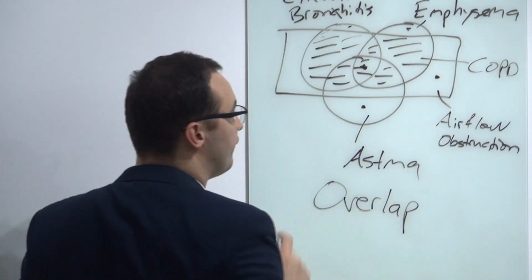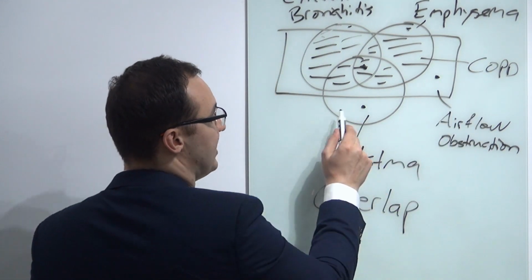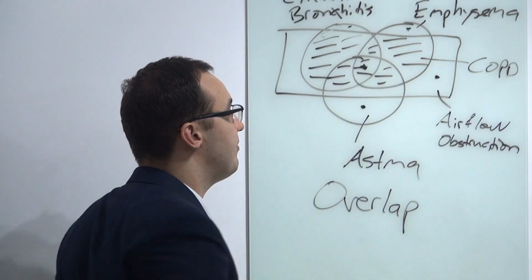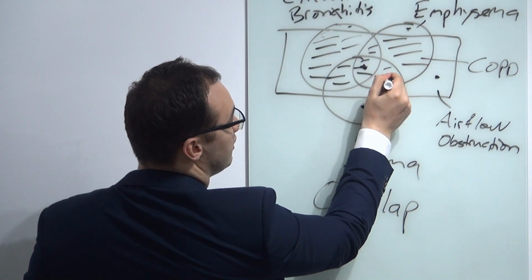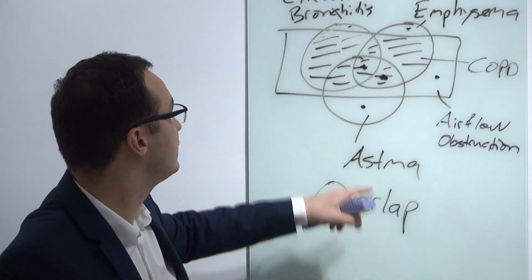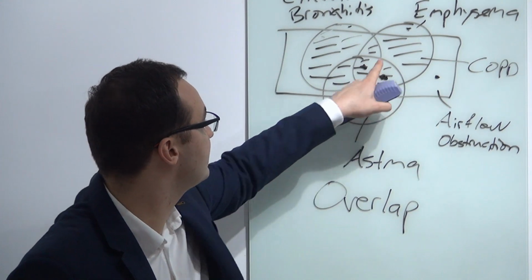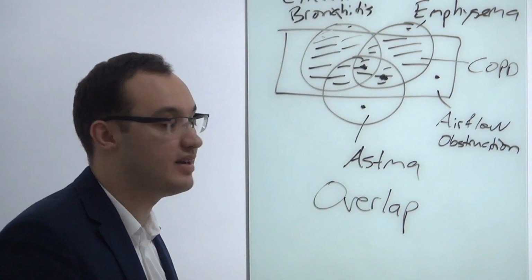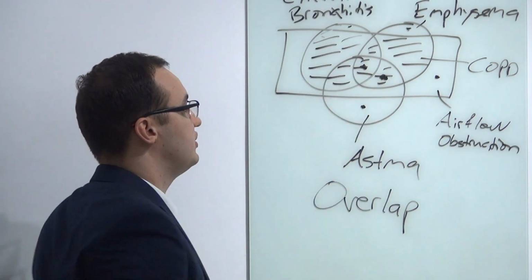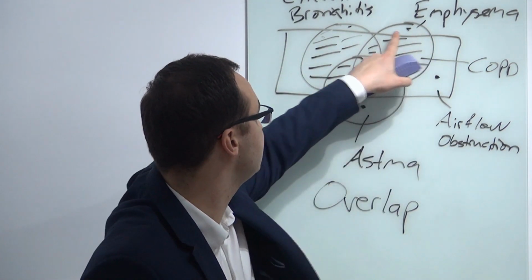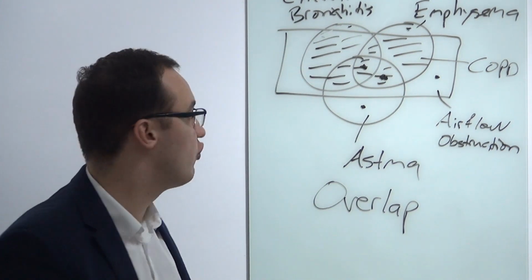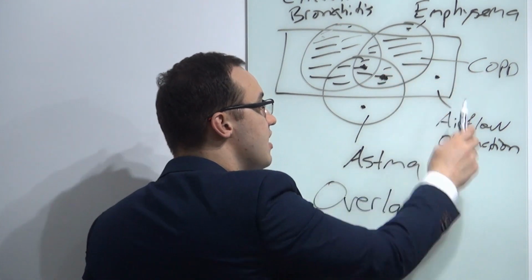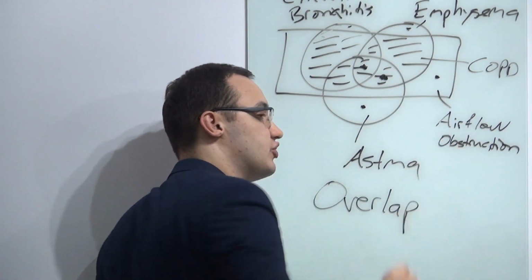So we can have, for example, an asthma COPD overlap syndrome. This means that we have a patient with asthma. He's not here because we need to be in the COPD part, so we would put him here. Why here? Because we didn't say that he has chronic bronchitis, so he cannot be in this ring. He can only be here because he has asthma and he has COPD. And therefore he has airflow obstruction, because the definition of COPD is airflow obstruction.